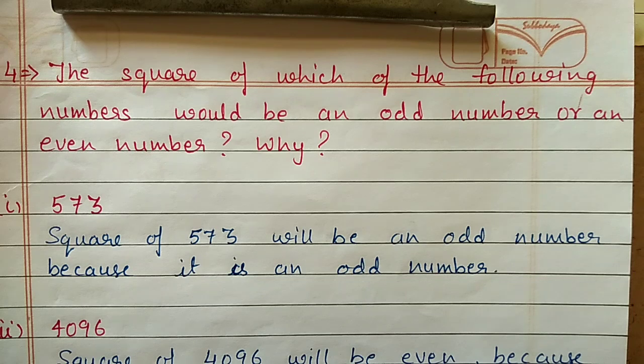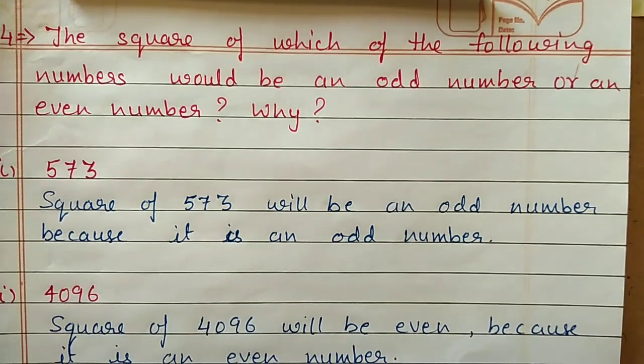Question number 4. The square of which of the following numbers would be an odd number or an even number, and why? It means we have to give the reason also. So first number 573, because this number is an odd number, so the square of this number also will be an odd number. Only the last place we have to see and we have to give the answer.